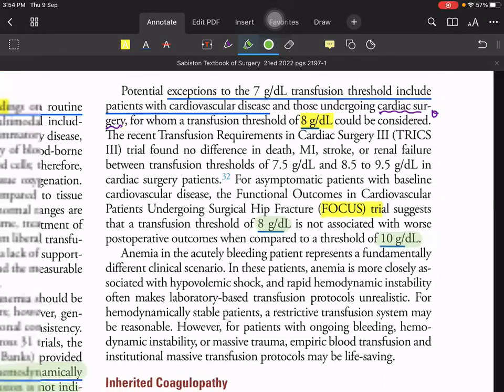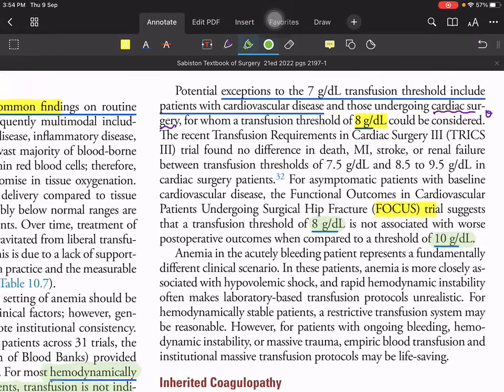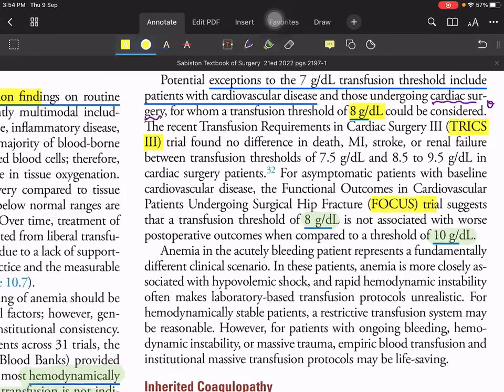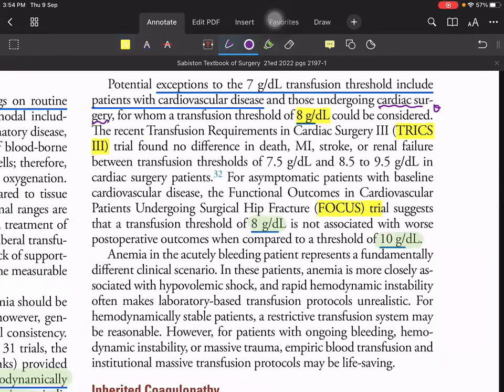Mainly there are 4 MCQs, you can say 5 MCQs also. The TRICS 3 trial is mainly for cardiac surgery. There they are telling that they are comparing restrictive thresholds of 7.5 versus liberal 8.5 to 9.5 in cardiac surgery patients.